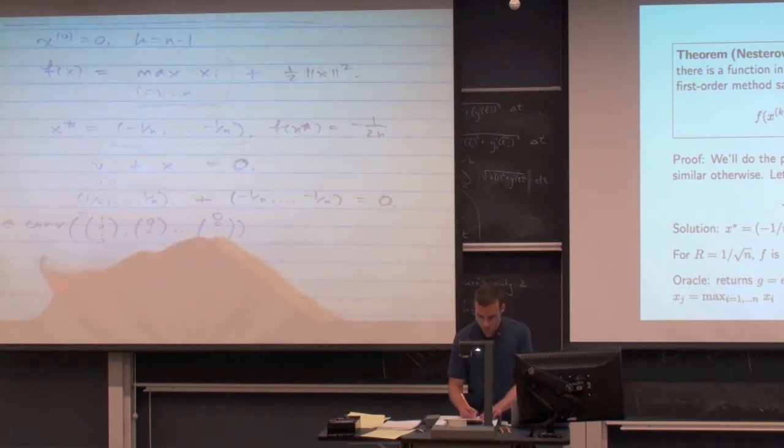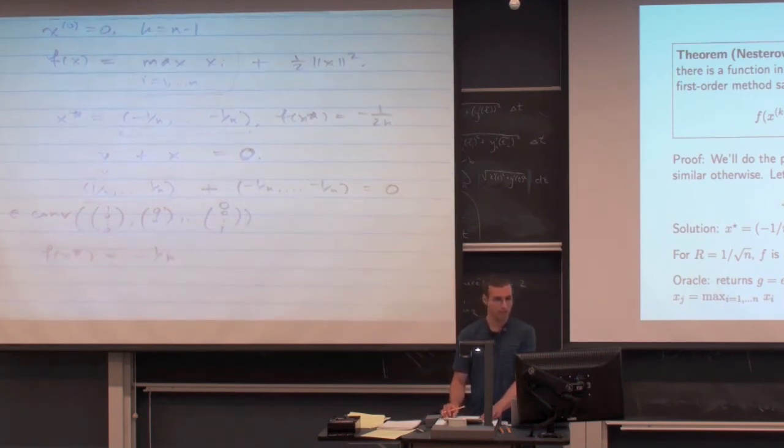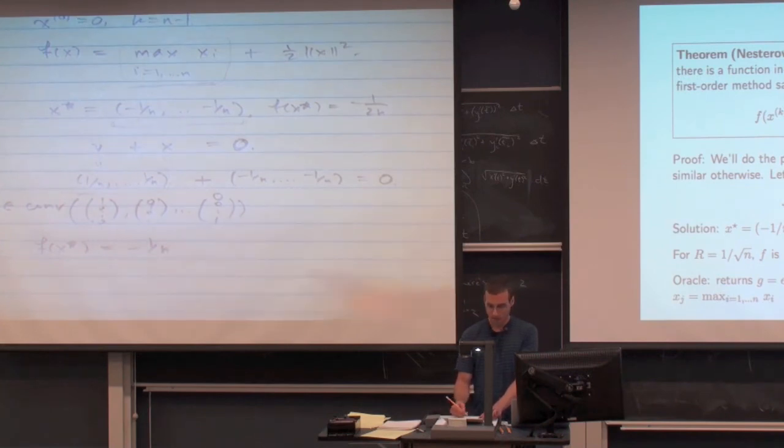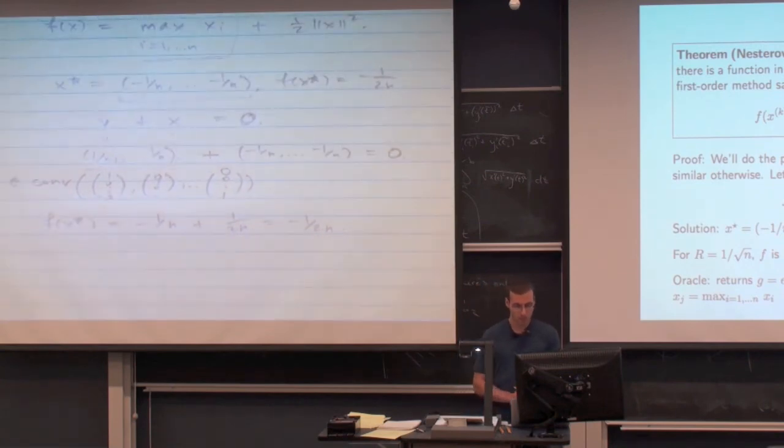Okay, now what's f of x star? The first part is minus 1 over n, because it's the maximum of each component. Plus the second part, which is 1 over 2n, right, because I get 1 over n squared in each component, and I add them up n times. So the optimal value is minus 1 over 2n. Okay, so what I wrote down here was true.